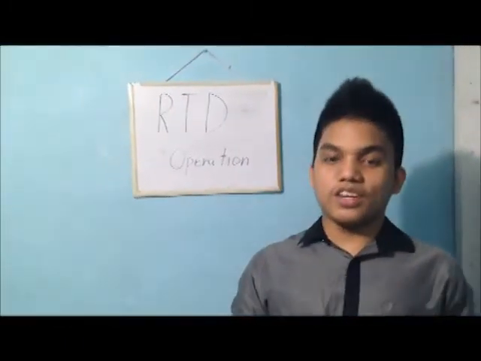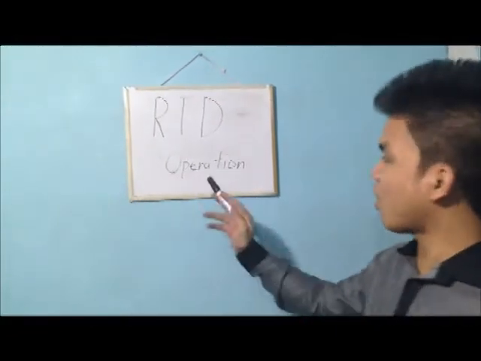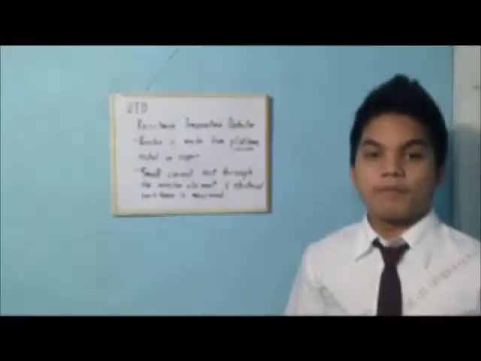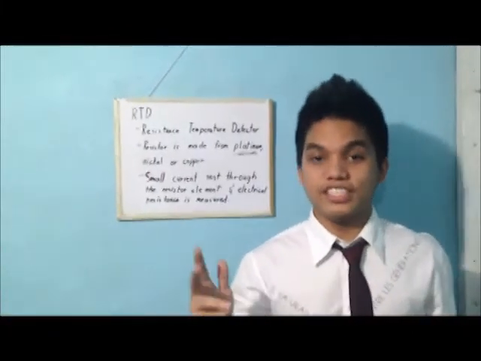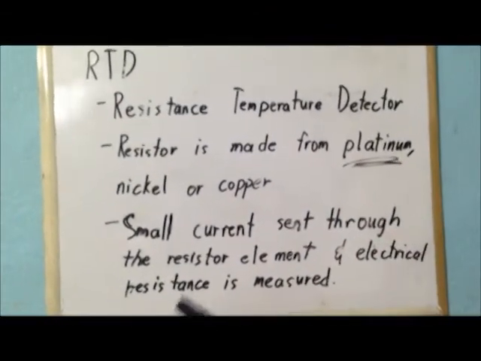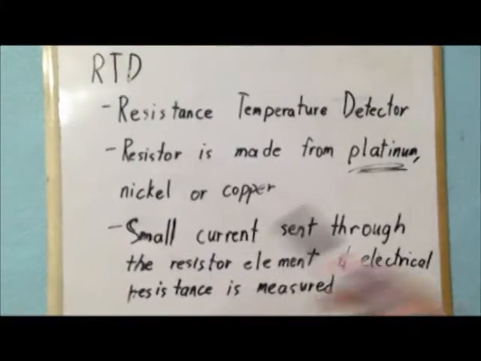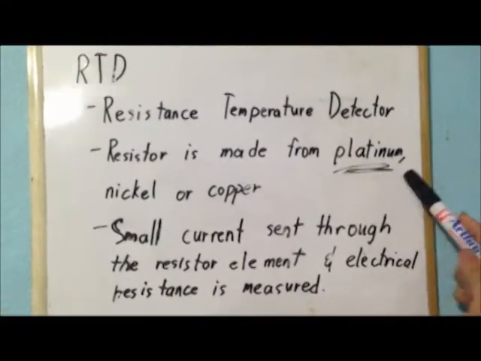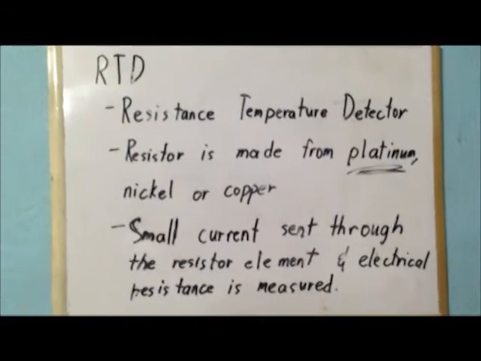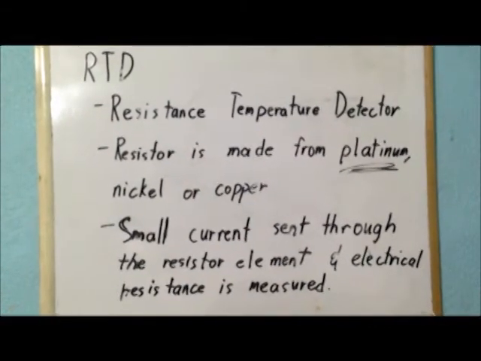Next, I'm going to discuss the basic RTD operations. But first, let us recall what an RTD is. RTD is the resistance temperature detector. Its resistor is made from platinum, nickel, or copper. Platinum is the most common material due to its purity, consistency, and predictability.